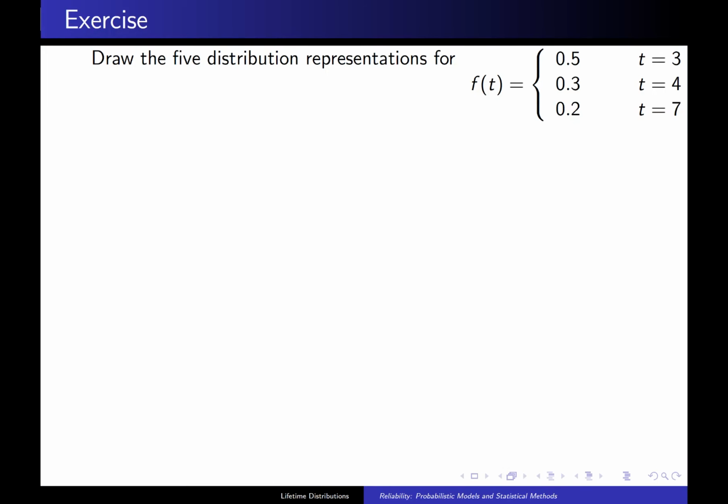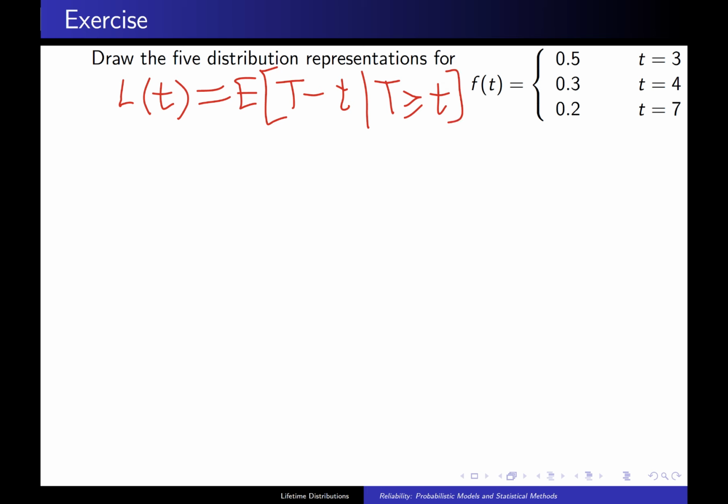Here is a little more detail on computing the mean residual life function, L of t, which is defined as the expected value of big T minus little t given T is greater than or equal to t, for this particular distribution given by this probability mass function. Let's start out with L of 0. Now L of 0 is the special case, which is the expected value of T.